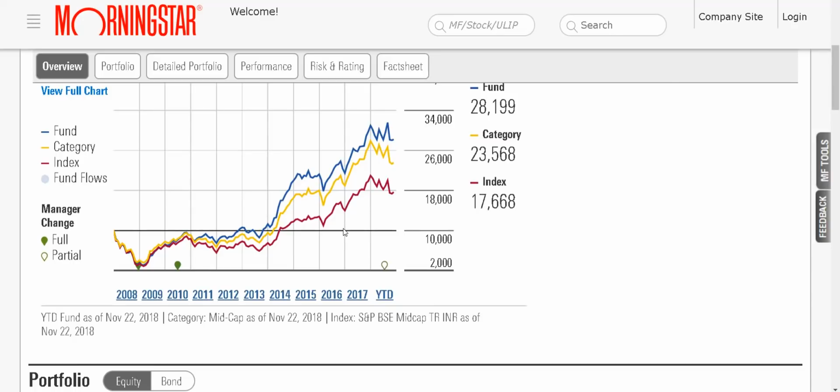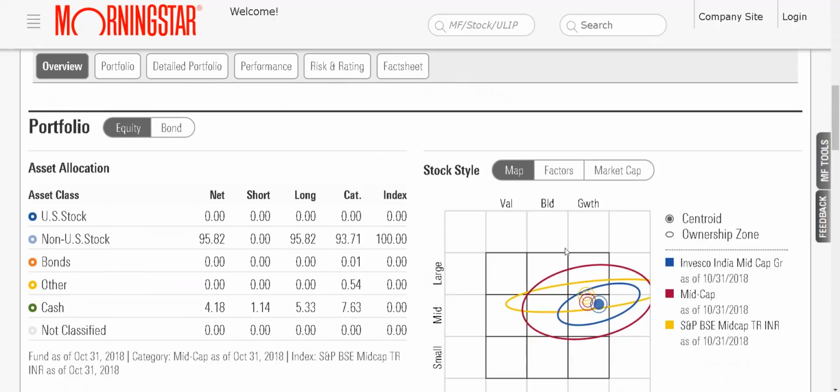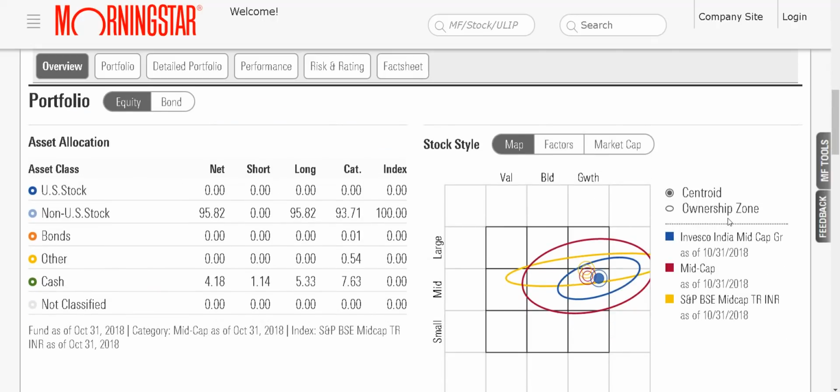You get the usual performance chart. It says login to view full chart. I don't think it's necessary for this fund, but the login is free. You can get a free login and view for older funds if necessary. And it also gives you an overview of the kind of stocks that the fund holds.